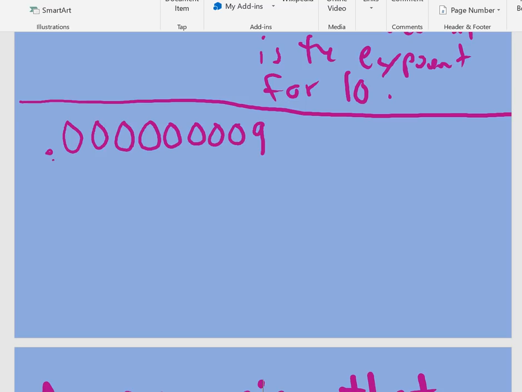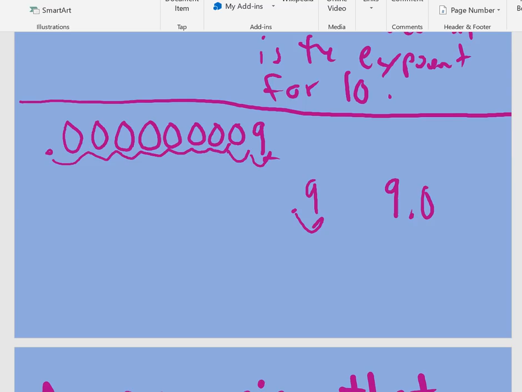So if I move the decimal, if I put it right there, it'd be 0.09, not a number between 1 and 10. If I move it over one more time, I get 0.9, not a number between 1 and 10. But if I move it over one more time, I get 9 or 9.0. Either way you want to look at it. That's good.